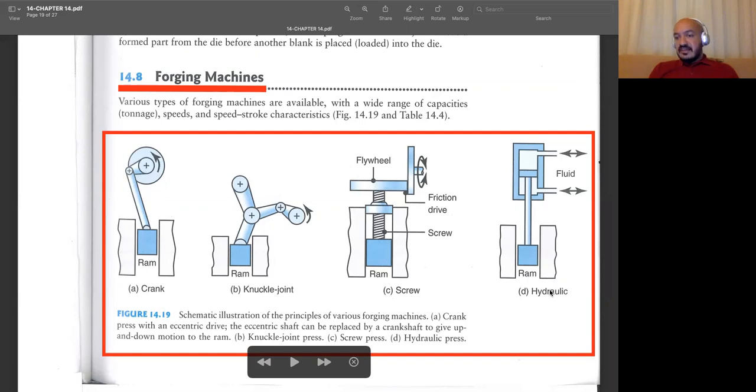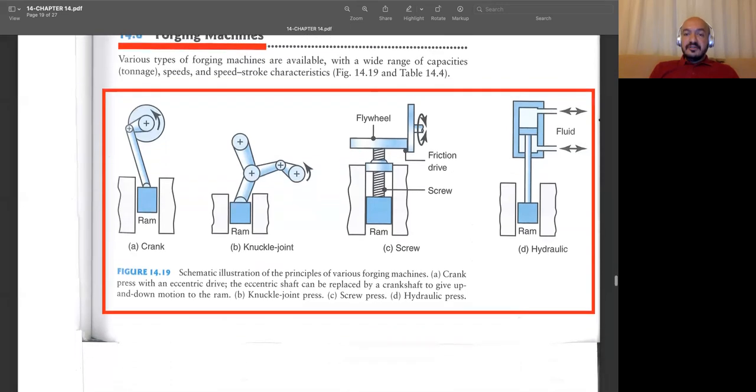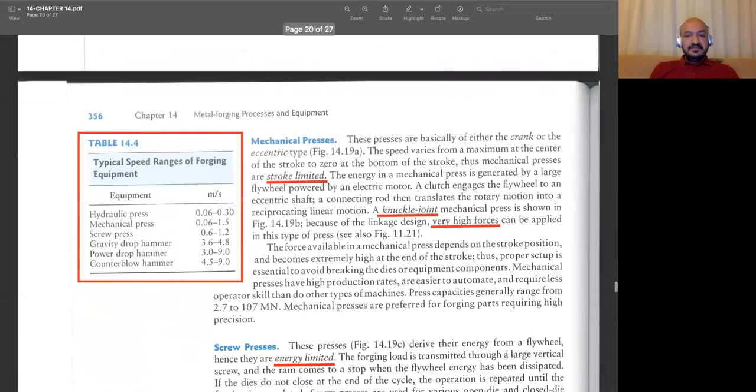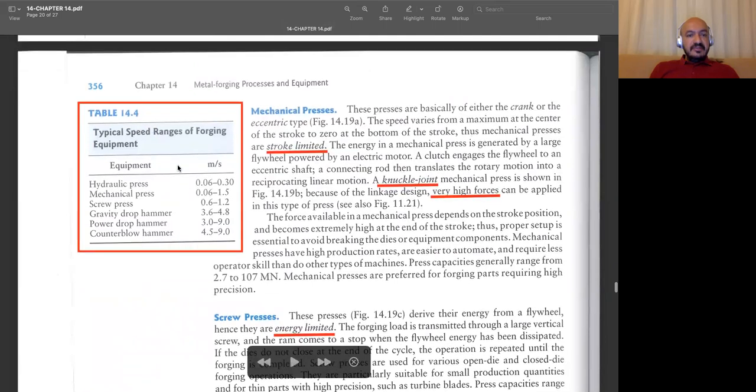Then in the last case, we have the hydraulic type of presses, and the advantage of them is that their forces are quite higher. So if you are trying to forge difficult materials or larger workpieces, you may go with hydraulic type of forging machines. So you see some typical speeds of these machines. With hydraulic presses, we have less speed, but their pressures, their forces are higher.